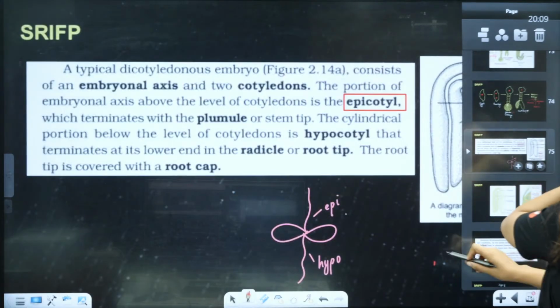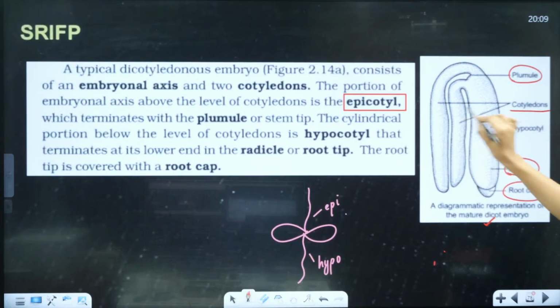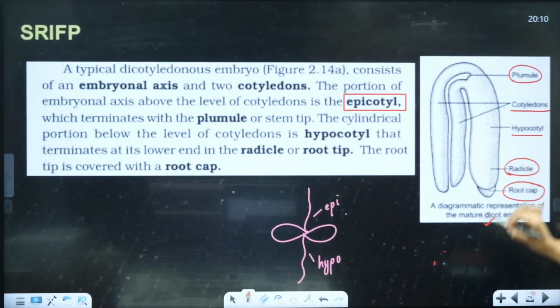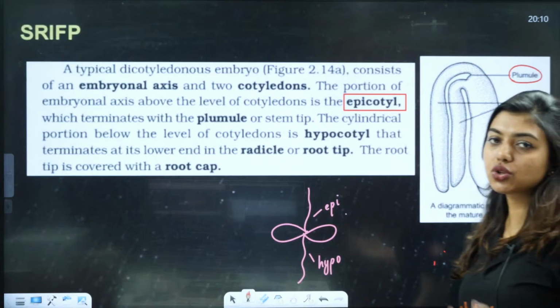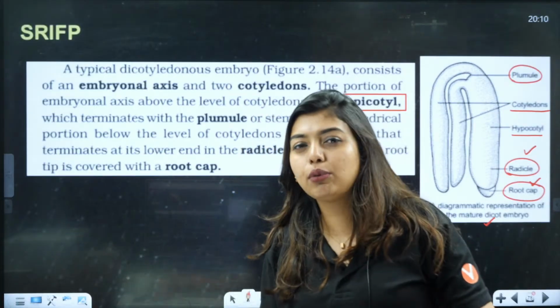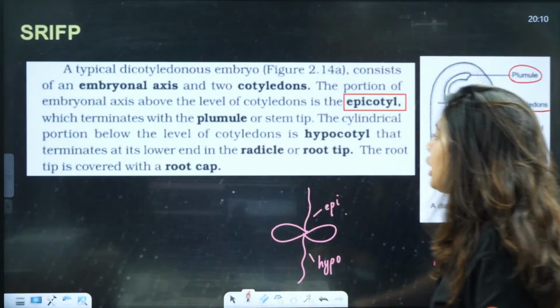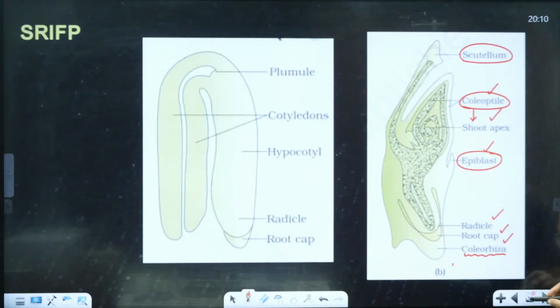See this one, a diagrammatic representation of a mature dicot embryo. Look here at what all is there: plumule which will become the shoot, cotyledons are there, 2 cotyledons are there, hypocotyl is there, radicle is there, root cap is there. Root cap, why students? So that the root can go through harsh grounds, where there will be water, where there will be no water. So to protect it, the root cap is there. Now, you understood this, plumule.